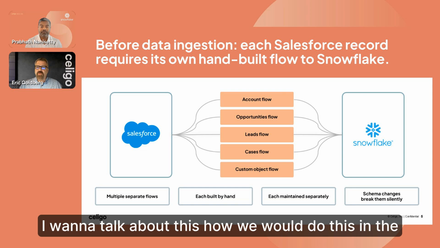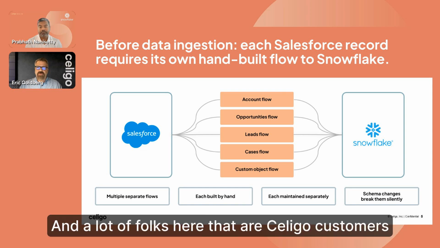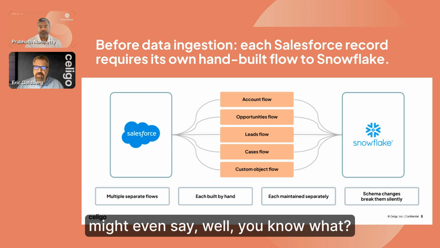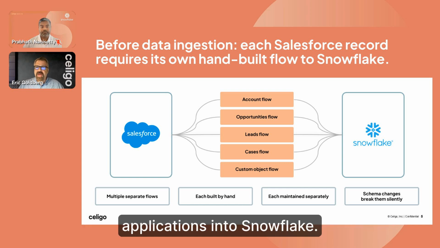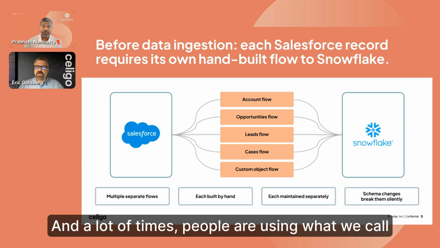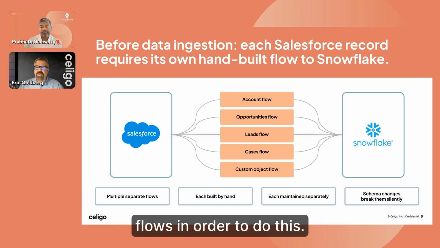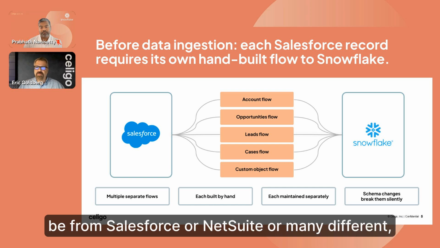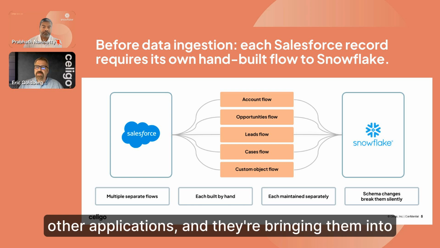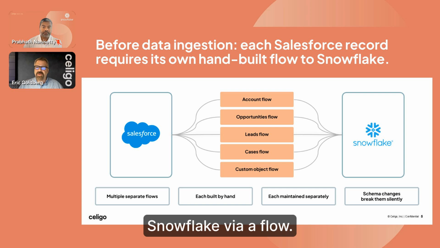Now, when we look at how we would do this traditionally, and if we go to the next slide, I want to talk about how we would do this in the past. And a lot of folks here that are Celigo customers might even say, well, you know what, we actually do move some data in from different applications into Snowflake. And a lot of times people are using what we call flows in order to do this. So they're taking information or objects, and it might be from Salesforce or NetSuite or many different other applications, and they're bringing them into Snowflake via a flow.